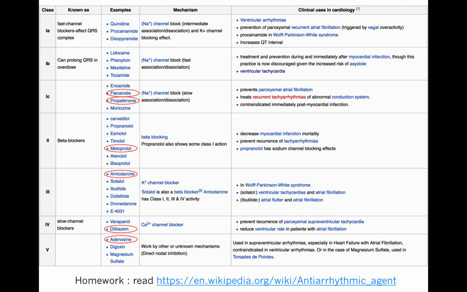Class 3 agents, the most commonly used one is amiodarone. It's used for both ventricular tachycardias and atrial arrhythmias. Class 4 are calcium channel blockers, such as diltiazem. And class 5 has adenosine in it, and that's probably the most used medication in this class.